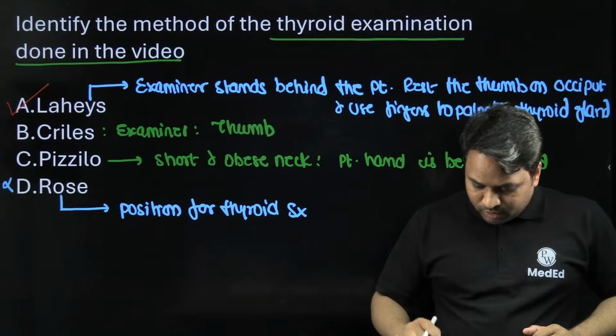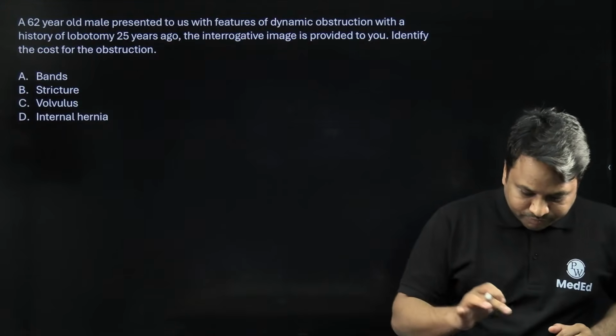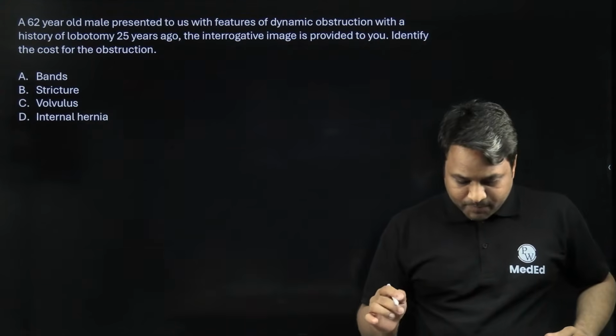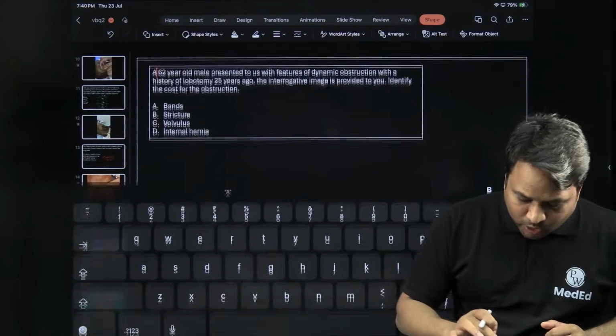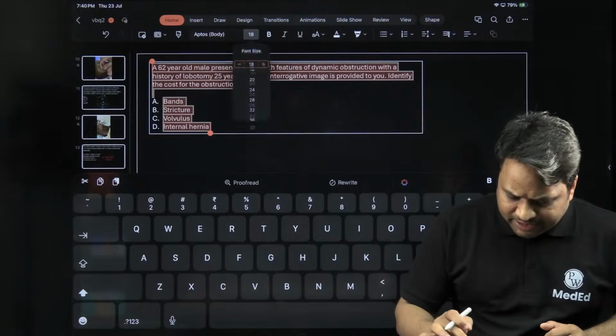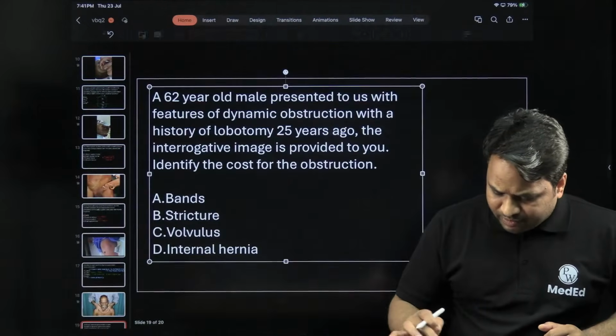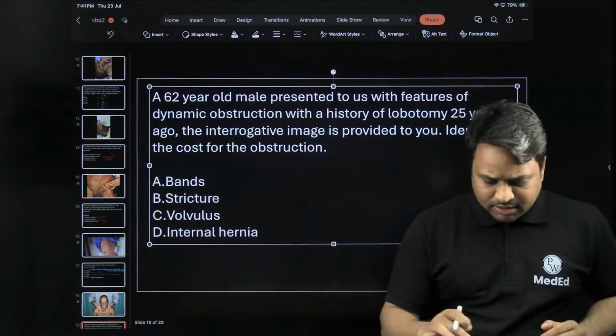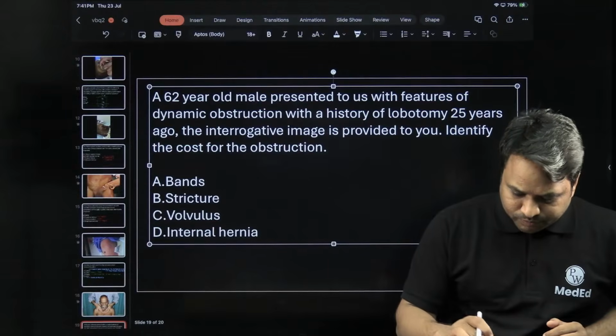Now, going on to another question. This could be a little difficult, but I hope because you all are very intelligent, so I'm assuming that even before I start the question, you'll know the answer.